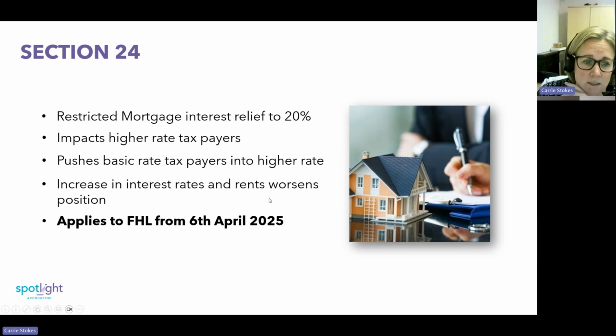The other thing as well is this Section 24 applies to furnished holiday lets from the 6th of April 2025. So at the moment, with furnished holiday lets, interest charges are deducted at the same rate of tax on your profit. From April 2025, you will only receive 20% relief.